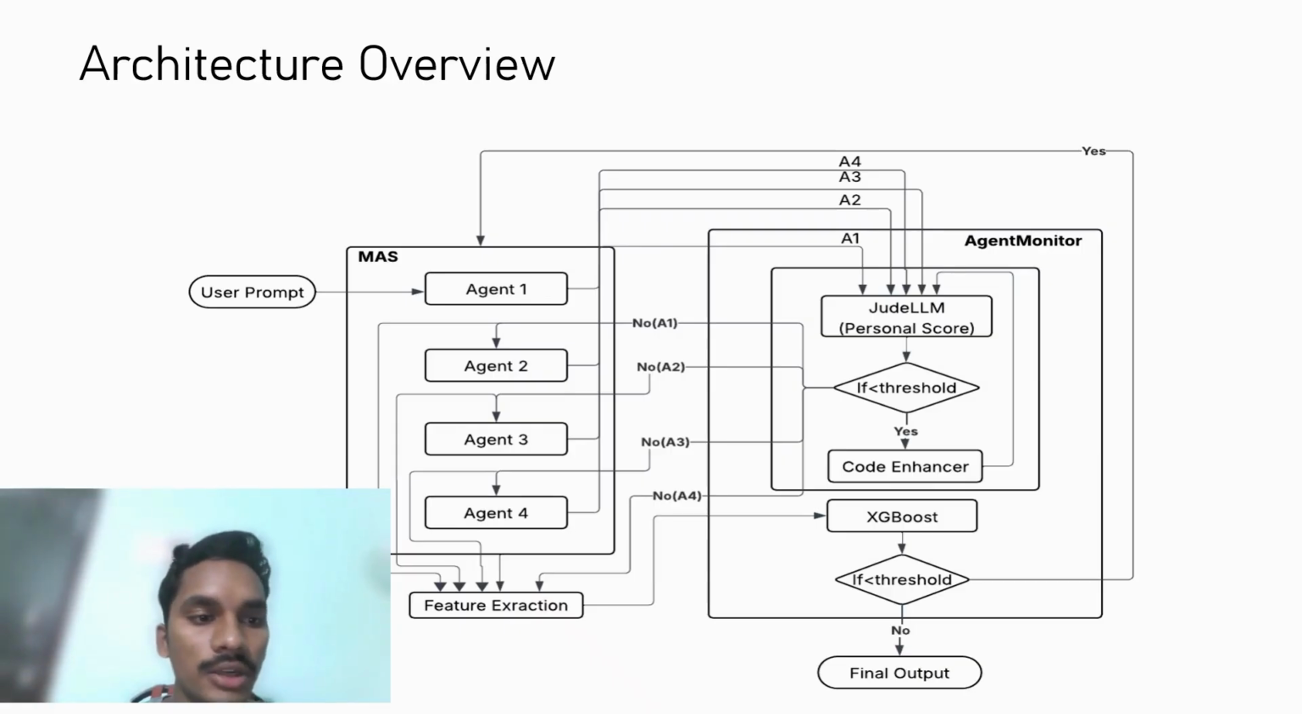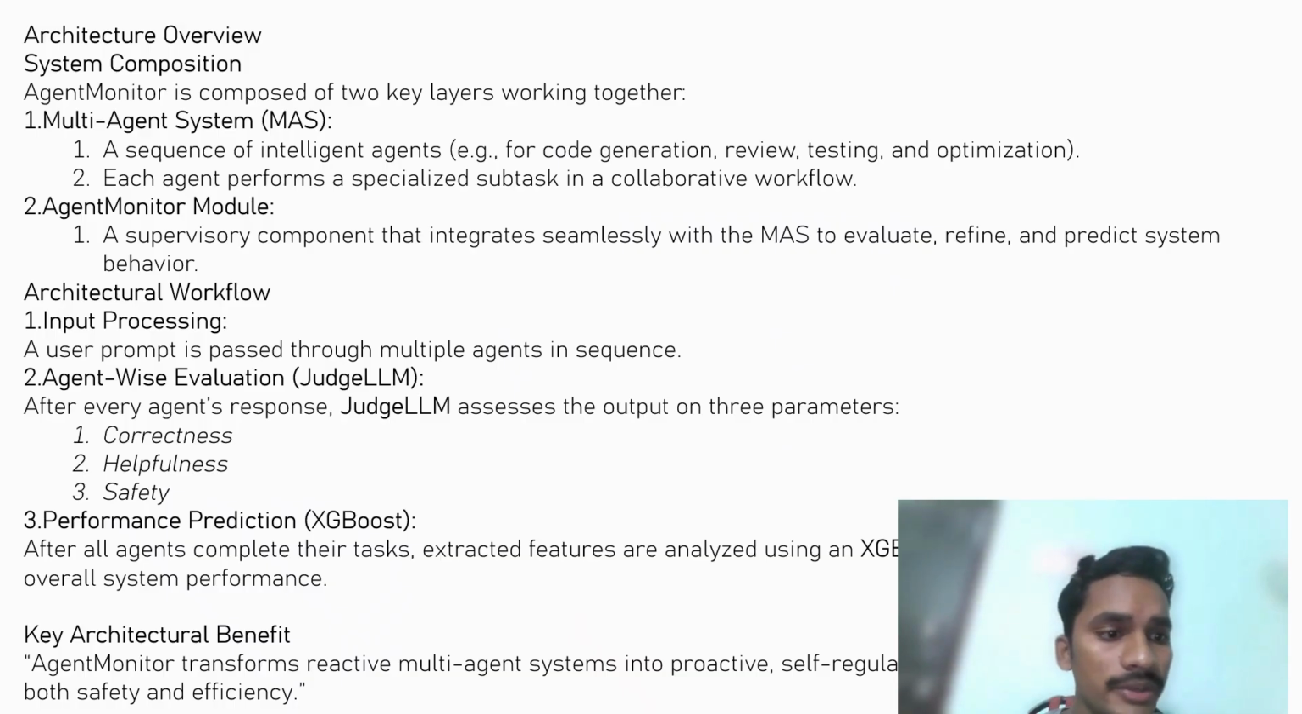If the output does not meet the required threshold, it is passed to another model, the code enhancer, which refines or rewrites the output before sending it to the next agent, which is called post editing. So finally all the corrections are made. The scores and predictions are displayed on the web-based visualization dashboard, giving users a transparent view of what's happening inside the system. So in short, Agent Monitor acts as a safety net, ensuring that every agent's contribution is both reliable and safe before it moves to the next.